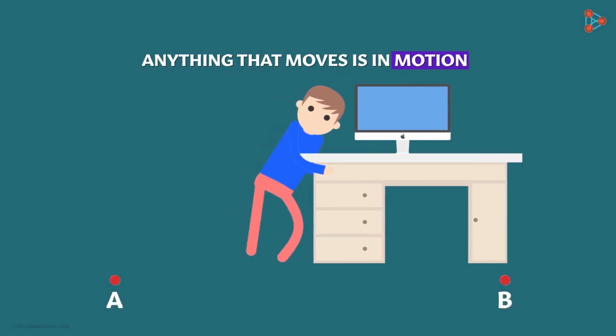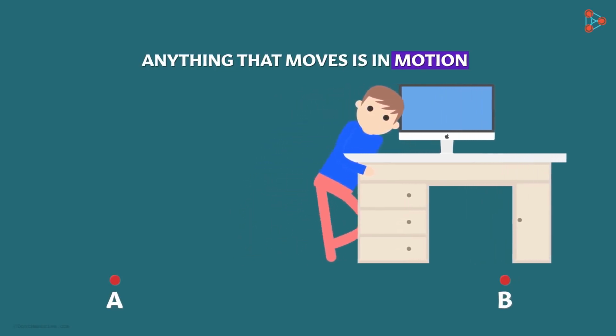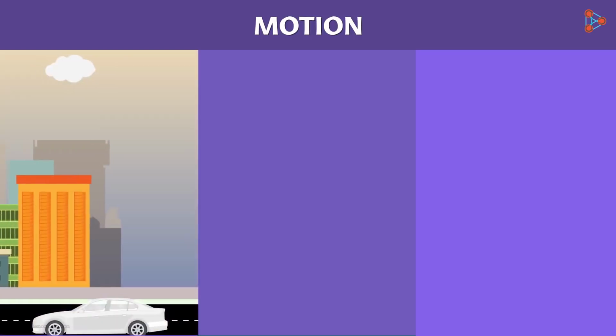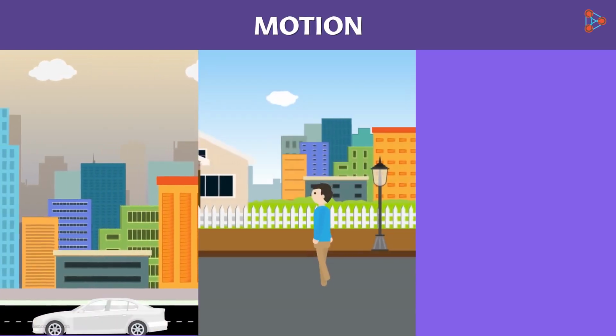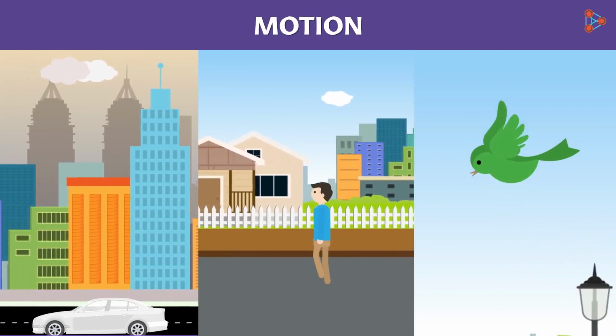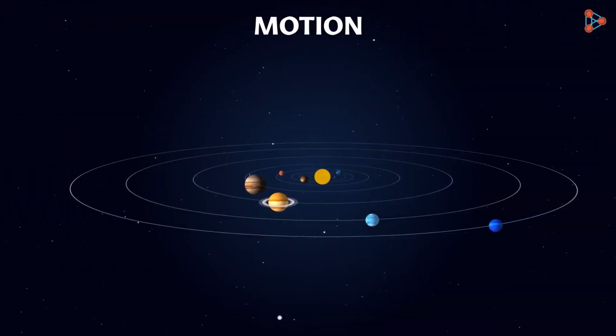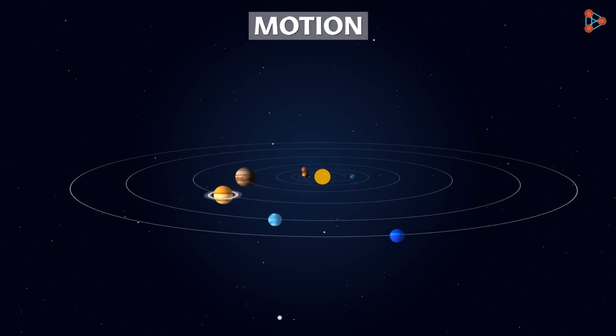And since Ben is also moving along with the table, he is also in motion. In our day-to-day life, we see various things moving around us. Simple examples that I can give are vehicles moving on the road, people walking across streets, birds flying in the sky, and so on. Do you know that the Earth and the other planets also undergo motion? Yes, they are revolving around the sun. You can give me thousands of such examples of motion.